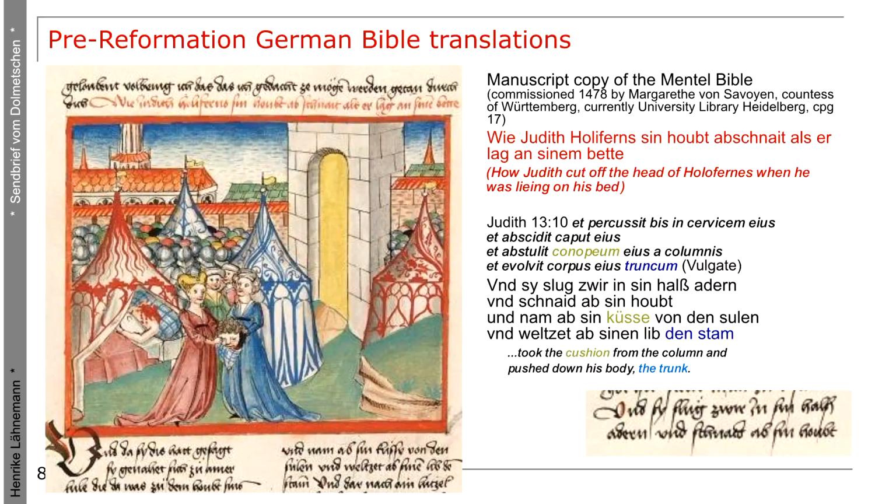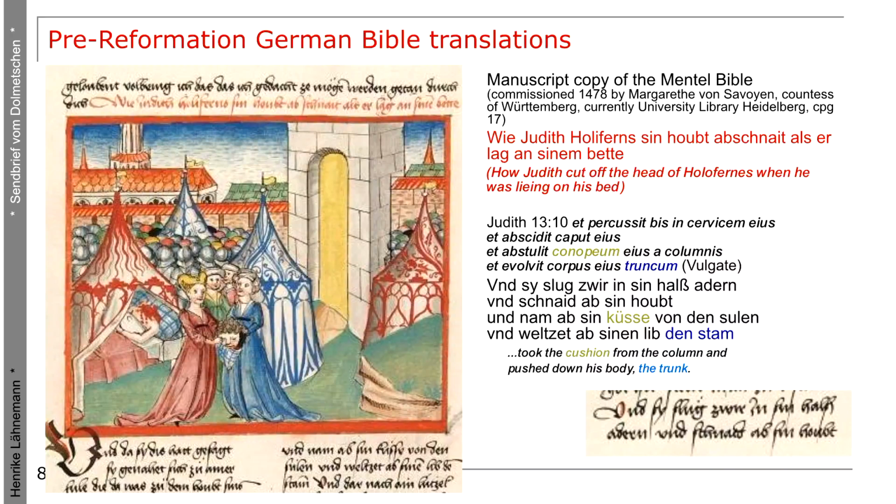The translator, for example, translated et evolvit corpus eius truncum, so and turned down his truncated body. So truncum is the adjective to corpus, but the translator didn't understand it, so translated truncum as a noun, und wälzet ab seinen Lieb, den Stamm, as in push down his body, the trunk, quasi, making it completely unintelligible if you don't know what he's getting at.